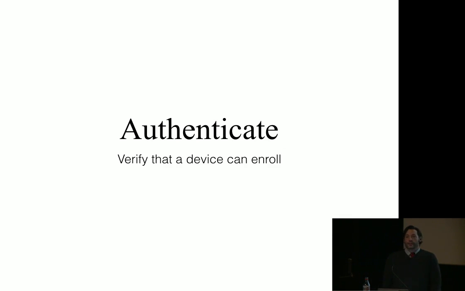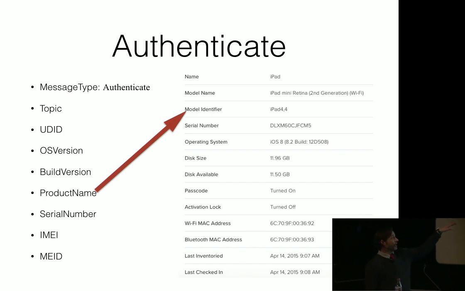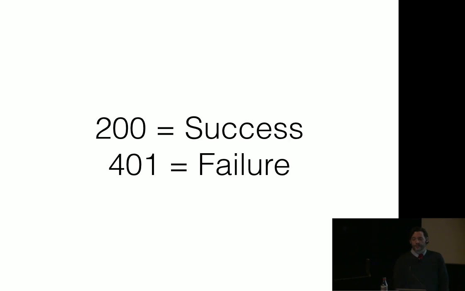So the check-in protocol involves 3 commands. The first command is Authenticate. And all this does is verify that a device can enroll. And we get some interesting information back with the Authenticate command. This is Jamf Now, and we get a product name, and that matches to a model ID. And this is pretty basic in the way most agent-based solutions work anyways. But all we get back from this is either a 200 or a 401. 200 means success, 401 means failure.